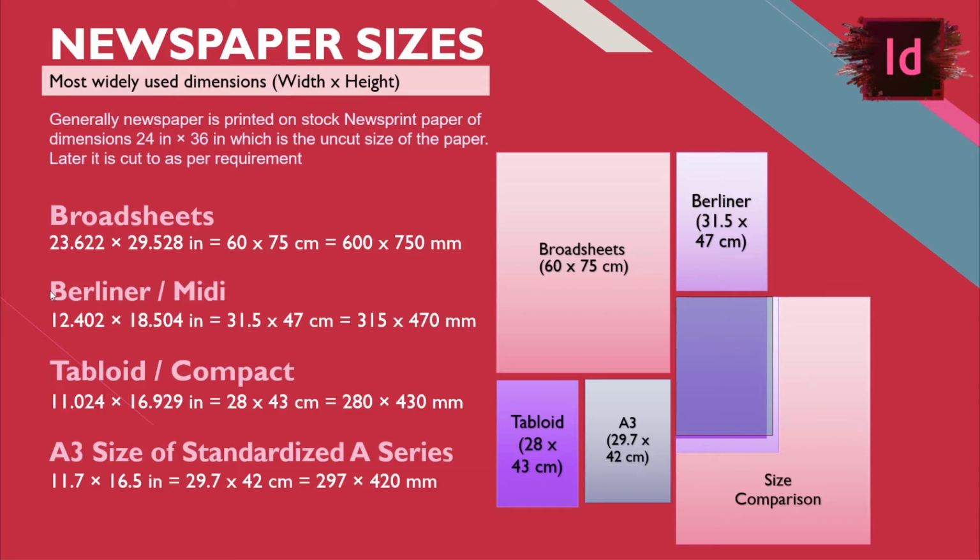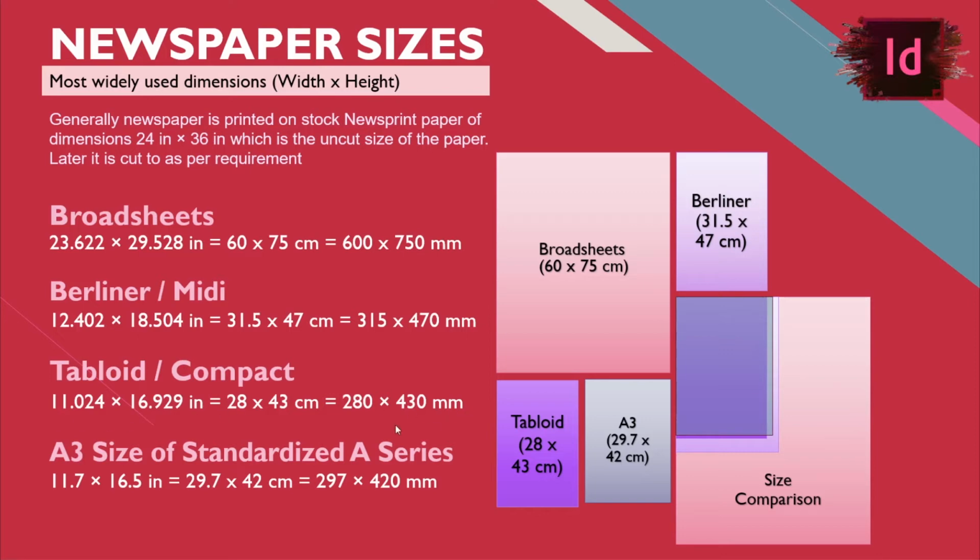The next one, Berliner, originated from Berlin, Germany, and is very popular in the European countries. The size of Berliner is around 12.402 by 18.504 inches, which is 31.5 by 47 centimeter, coming out to 315 by 470 millimeter. The next common size that we see newspapers being printed in is a tabloid, which is 11.024 by 16.929 inches or 28 by 43 centimeter or 280 by 430 millimeter.